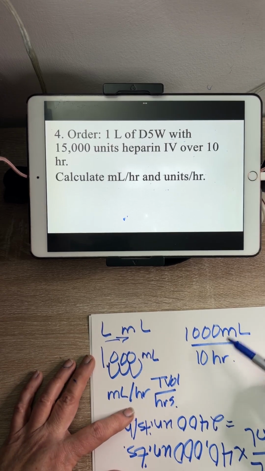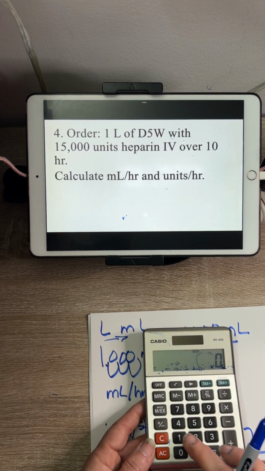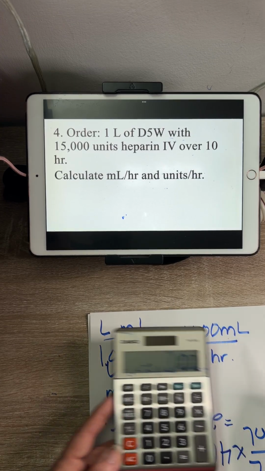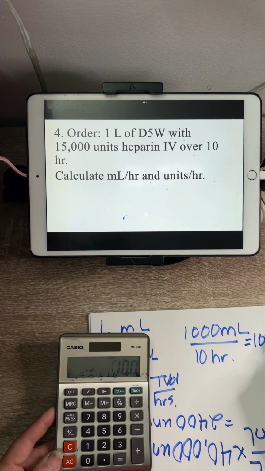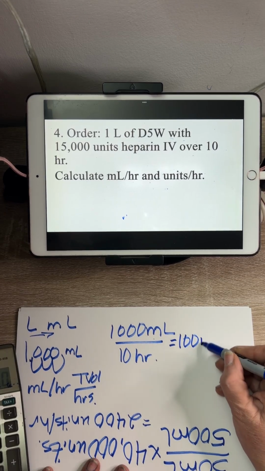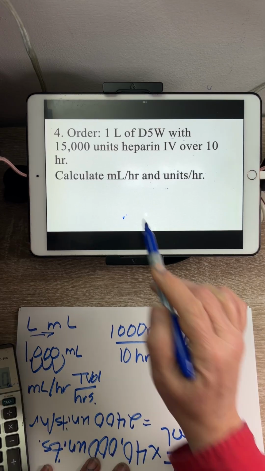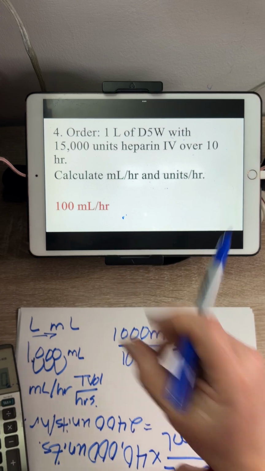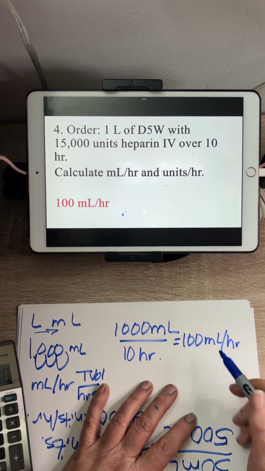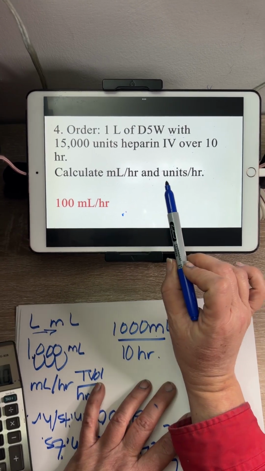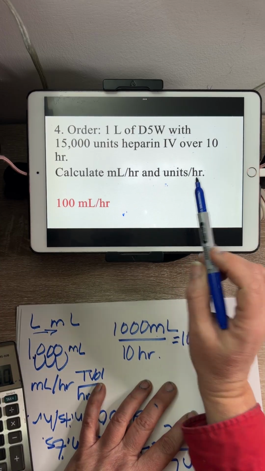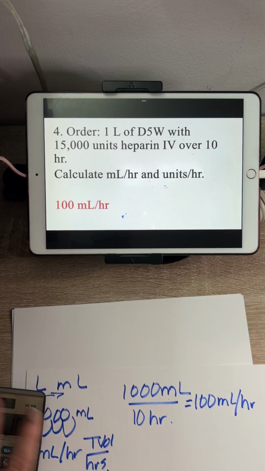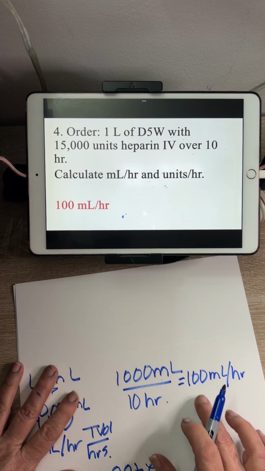So we're going to do 1,000 divided by 10. And that's going to need to roll at 100 milliliters per hour. So Ethel wanted that. Look, boom. Grab her by the neck and dump. No, don't do that. They frown on that. And they want to know the units per hour. So it's going at 100 milliliters. So that's going to be our dose ordered.